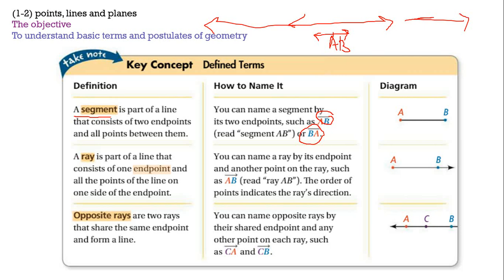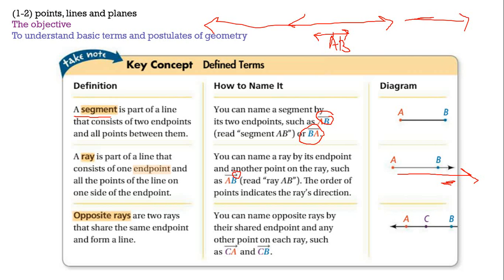A ray is part of a line that consists of one endpoint. So for a ray, there is only one endpoint because it goes from this side until infinity. It does not stop here, from this side, while it stops from here. How can we represent or name it? By saying AB, you start with the endpoint, then say AB, and then put a line with an arrow from only one side, only this side. So that's what you should do.